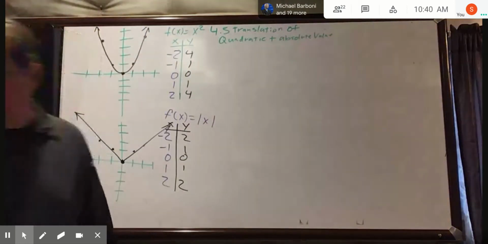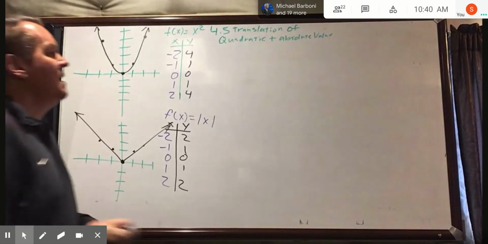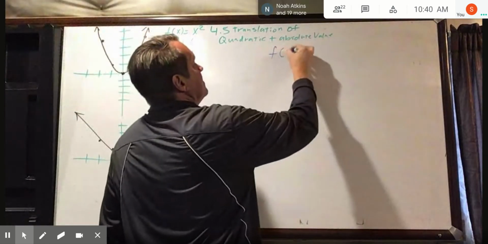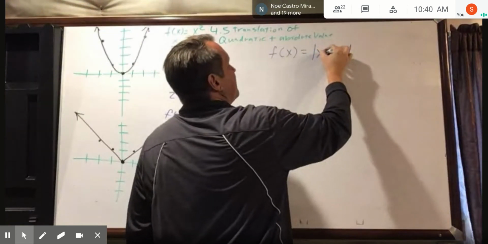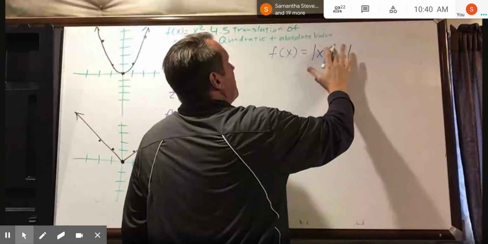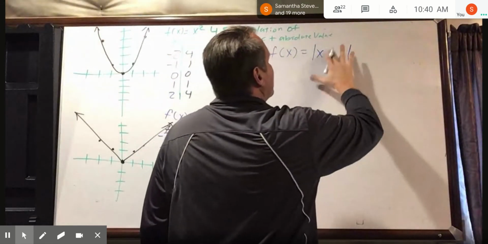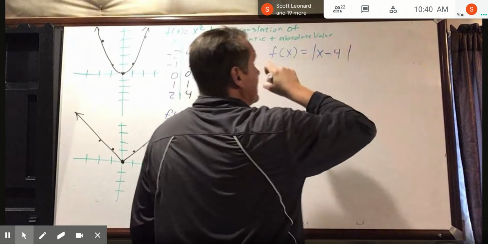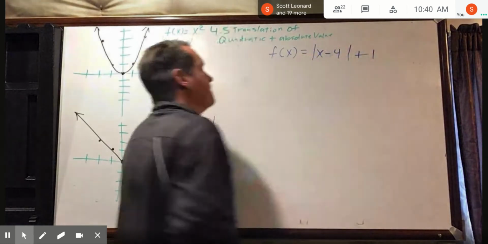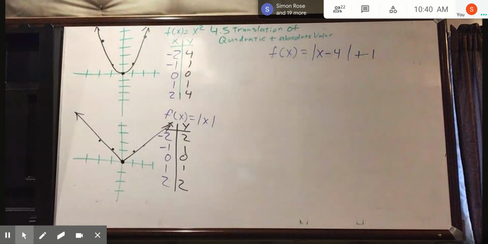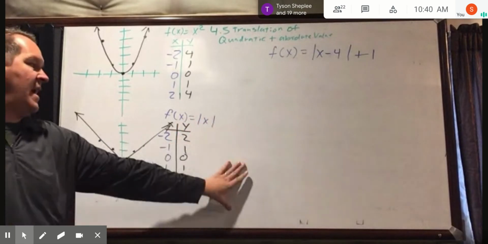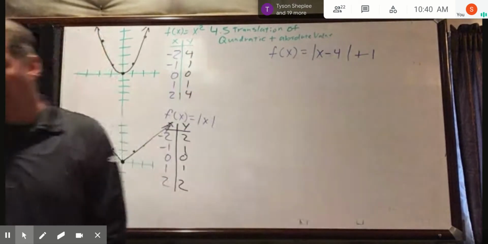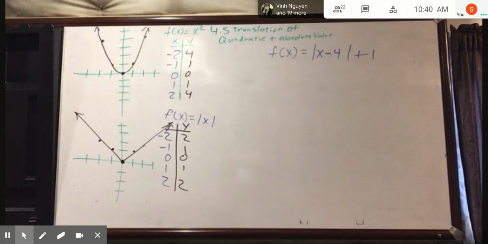All right. So you guys try this one. F of x equals absolute value of x minus 4, plus 1. I want a verbal description. Use the words horizontal, vertical. I want a new table of values, a new graph, and a new domain and range. Give you 3 minutes from right now.